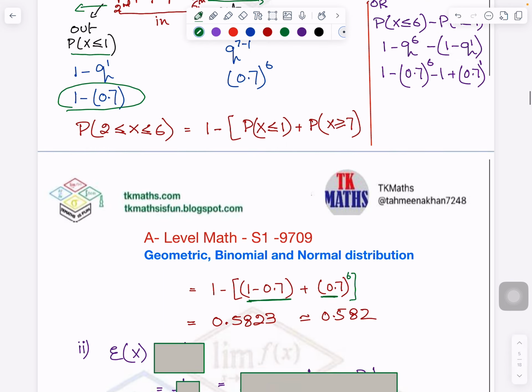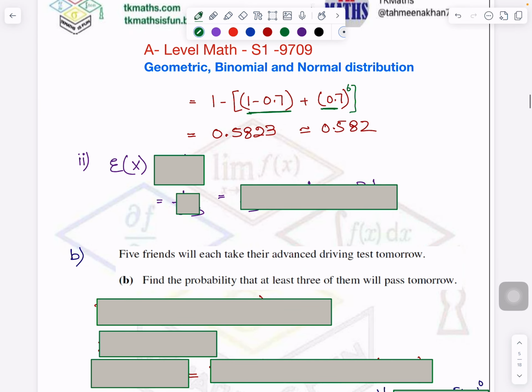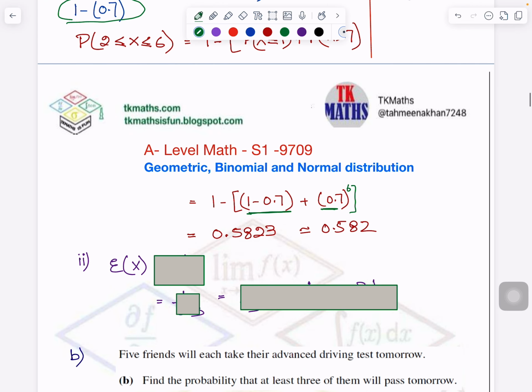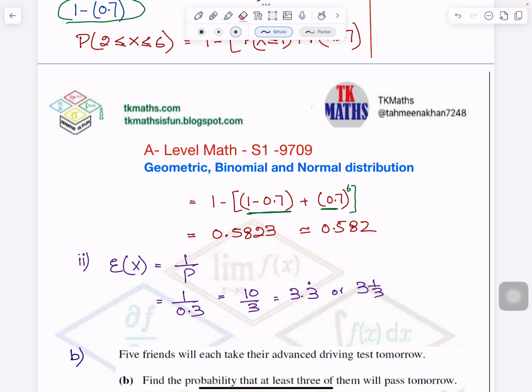Okay. Now let's see part B. Oh sorry, the mean is left. So the mean formula is 1 over P and P was what? 0.3, right? Passing the advanced test. So simply you can use a calculator and give your answer as a fraction or to 3 decimal places.